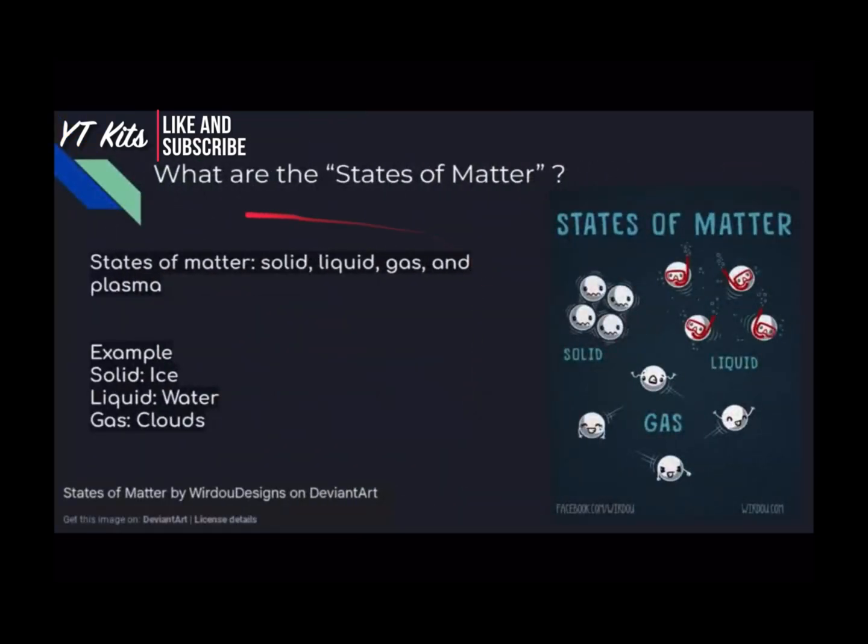So, what are the states of matter exactly? Well, the states of matter include solid, liquid, gas and plasma. However, for simplicity, we'll be focusing on the first three. Some examples of each state of matter are ice as solid, water as liquid, clouds or, in scientific terms, water vapor as gas, and as a bonus, plasma being a neon sign. Pay attention to the image on the right as it shows how molecules are spaced out.